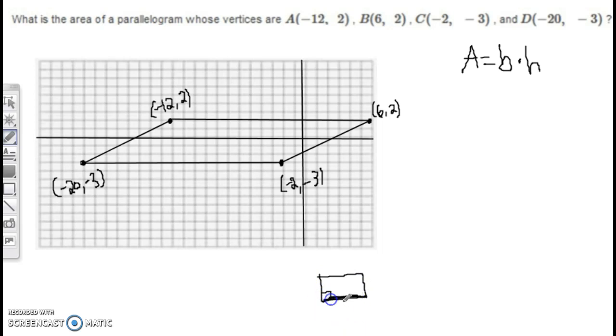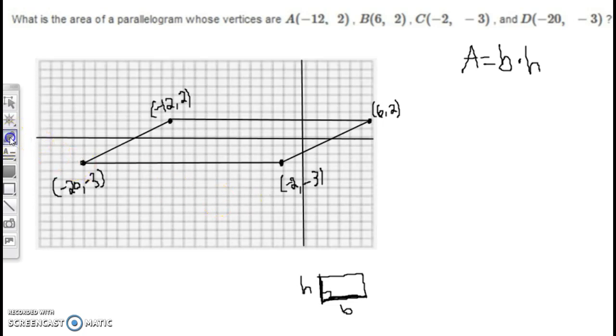But in a rectangle, we know that all the angles are 90 degrees. So it doesn't matter which side we let be the base and which side we let be the height. But in a parallelogram, it does matter because height has to be perpendicular to the base. In any figure, whether you're talking about a rectangle, a triangle, a parallelogram, any figure, the height has to be perpendicular. I think I said parallel, but I meant perpendicular to the base.